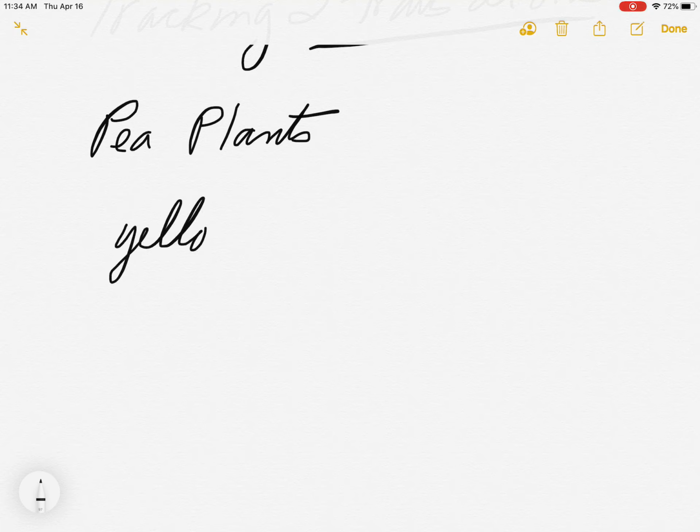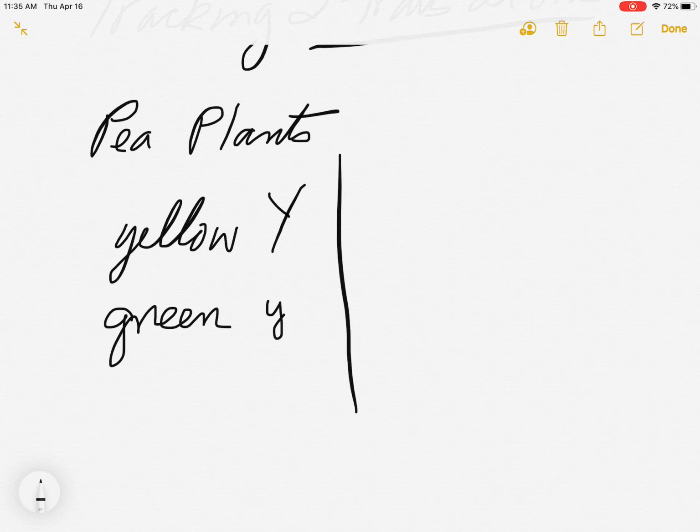Okay, so here are the traits we're going to track. We've already seen that a pea can be yellow, or it can be green. That's the color. And we saw that yellow was dominant over green. So we use a capital Y and a small y for the alleles. The dominant Y for yellow and the recessive is the small y, which means green.